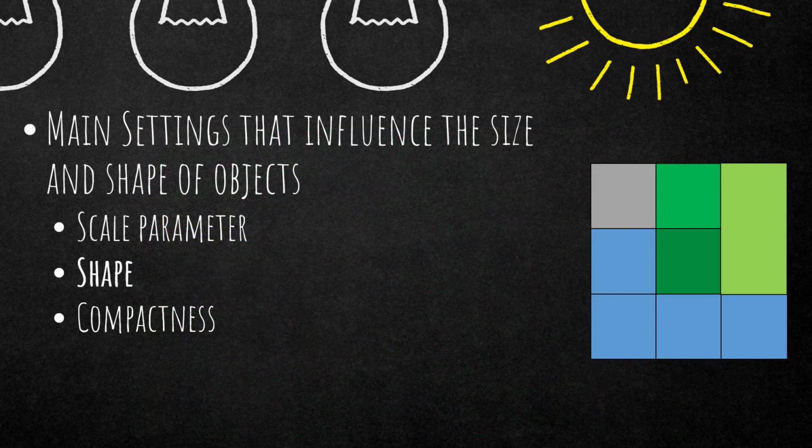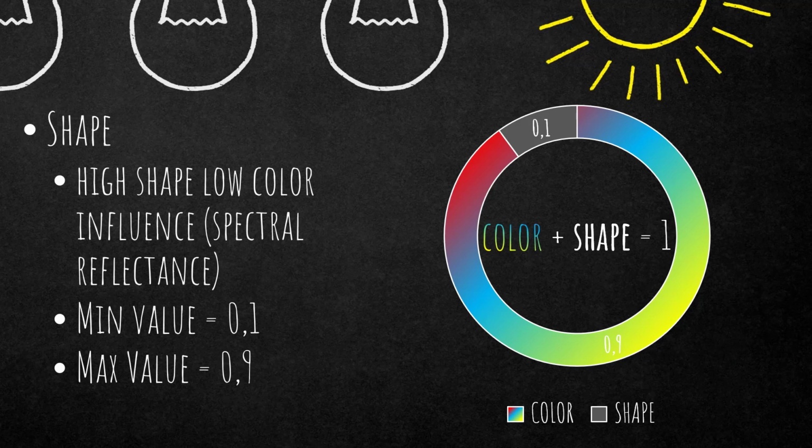Let's continue with the shape setting. So you can alter this parameter as well. A high shape value leads to low color influence, which is the spectral reflectance.